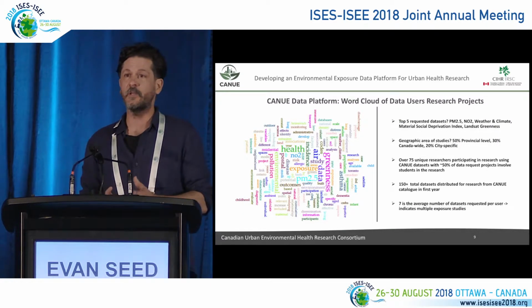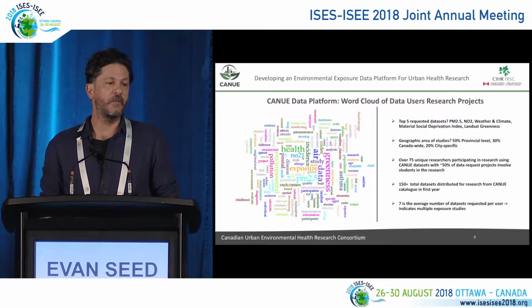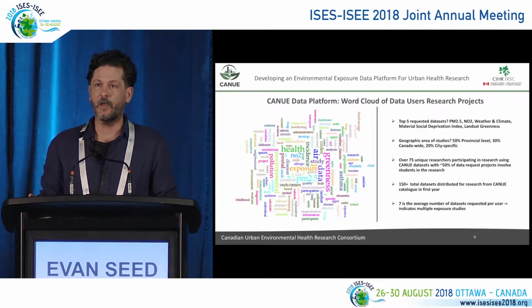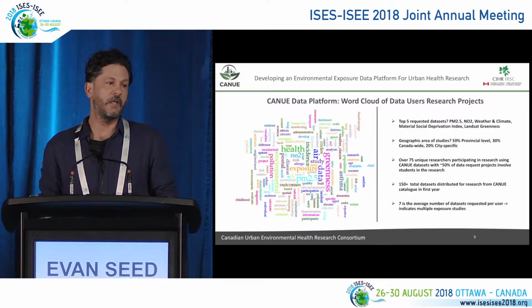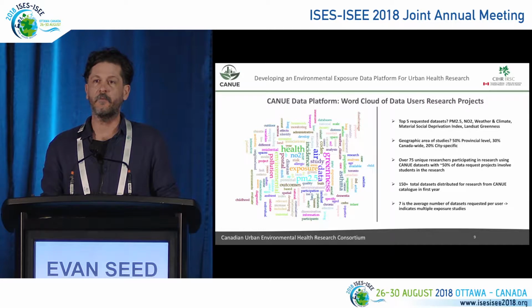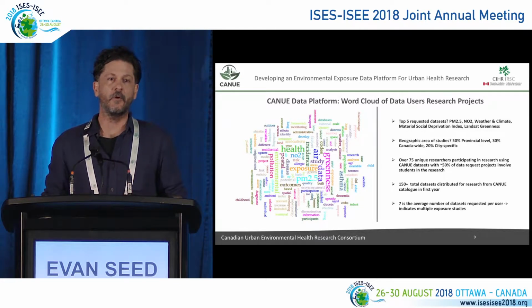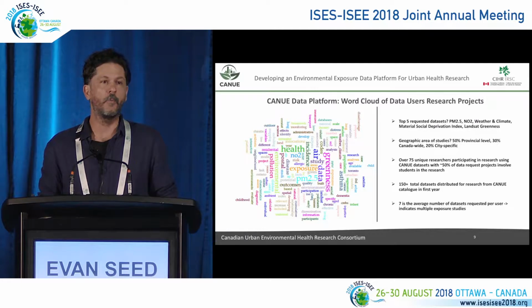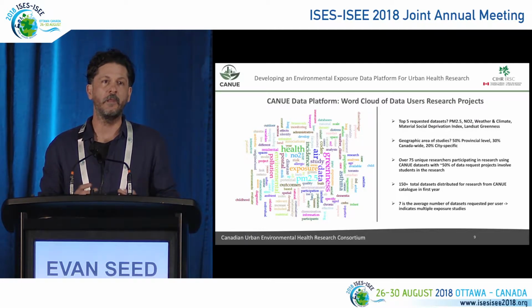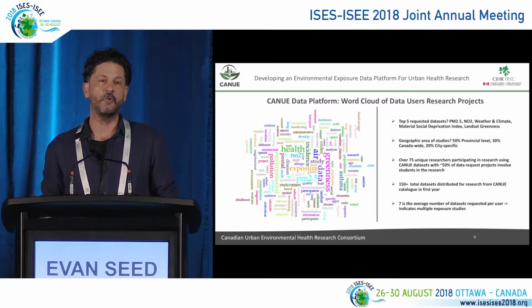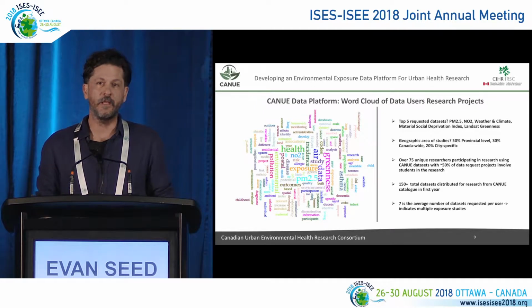So now I'm going to switch gears a little bit and discuss the data users themselves. What you're looking at here is a word cloud which has been generated from all the user forms. I've input all the project summaries and the data that they've requested. And what we see here is that words in the center are effectively more important, and they're more central themes to the studies themselves. So we see general words like health and exposure, air, and then some of the actual data themselves like greenness and PM 2.5 show up.